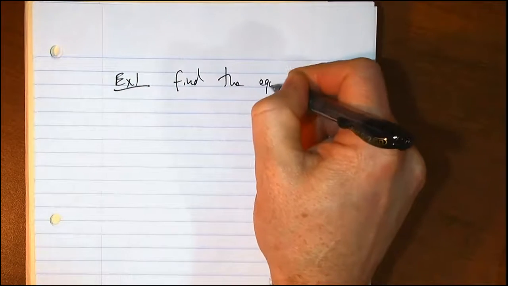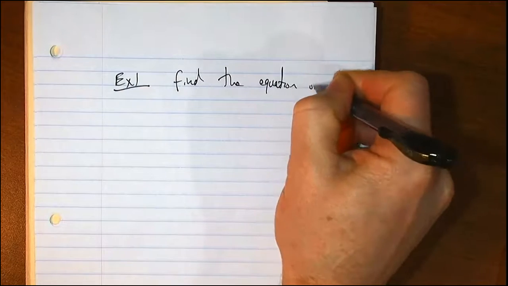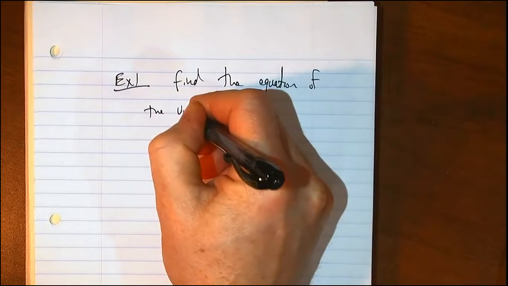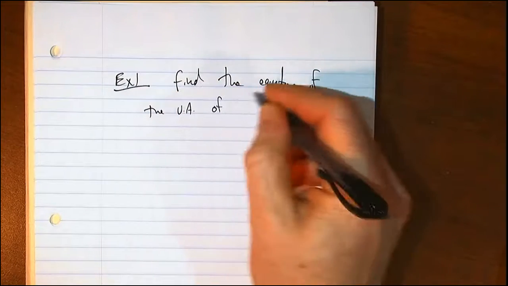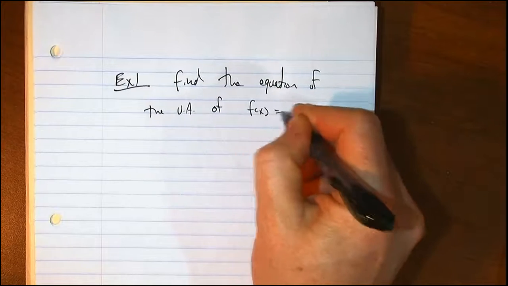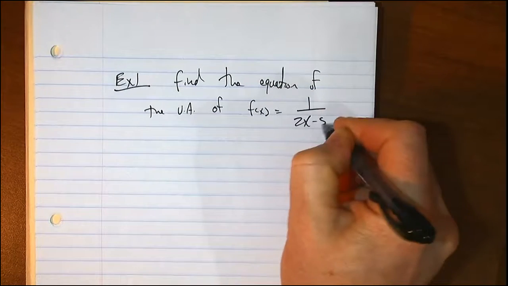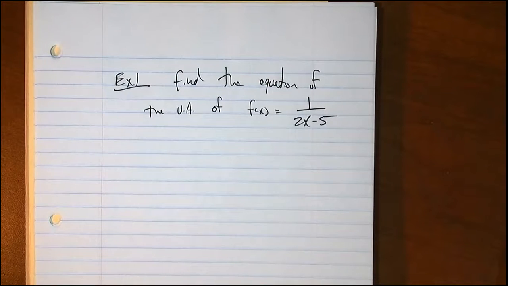Example number 1. Find the equation of the vertical asymptote of f of x equals 1 over 2x minus 5.